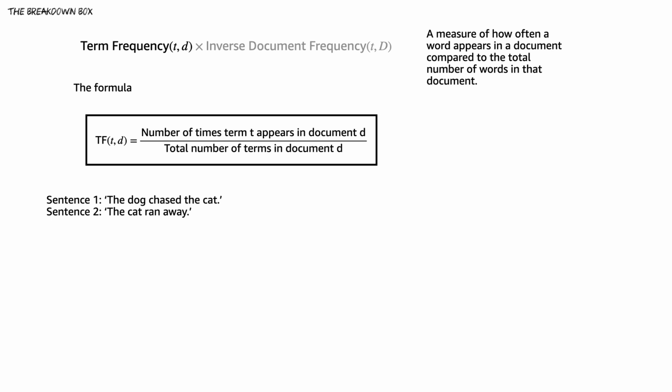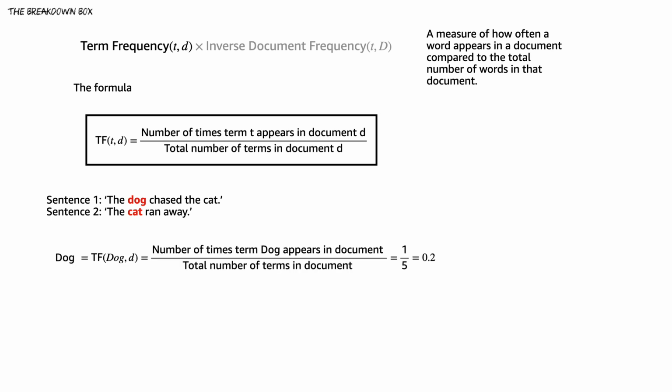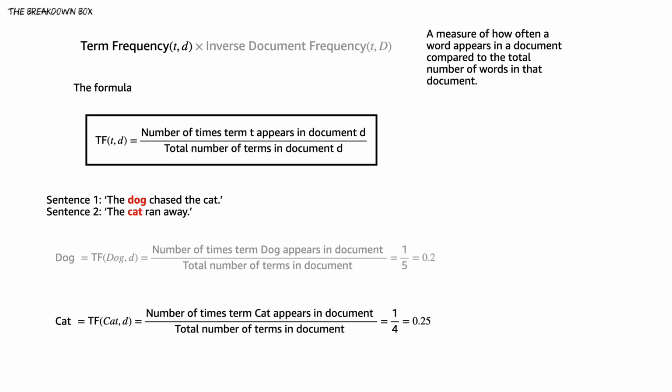Sentence 1: the dog chased the cat. Sentence 2: the cat ran away. Now we will calculate term frequency for two words, one from each sentence, dog and cat. Term frequency for dog in sentence 1. The dog appears once and the total number of words in sentence 1 is 5. So term frequency is 1 by 5, that is 0.2. And term frequency for cat in sentence 2. Cat also appears once. The total number of words in sentence 2 is 4. Therefore the term frequency is 1 by 4, which is 0.25.